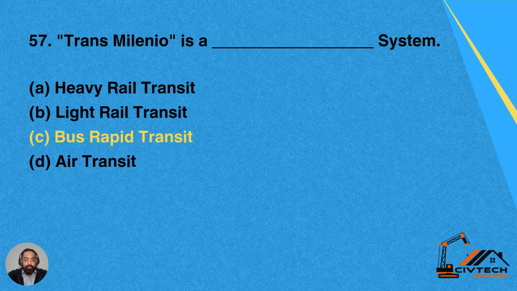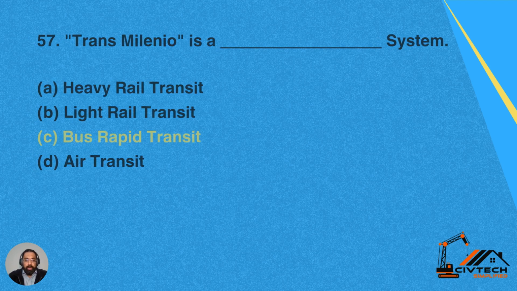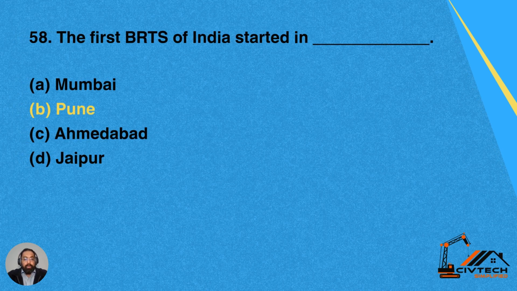Question 57. TransMilenio is a dash system. Option A, heavy rail transit system. Option B, light rail transit system. Option C, bus rapid transit system. And option D, air transit system. So TransMilenio is a bus rapid transit system. C is the correct answer. It's a BRT service.